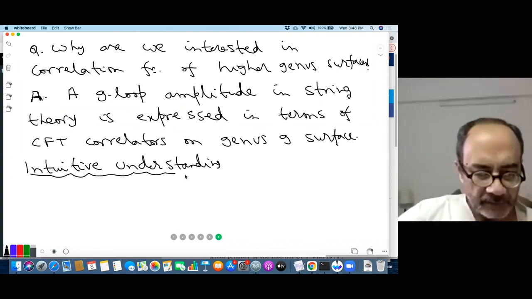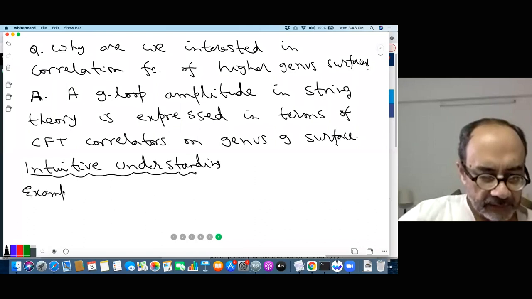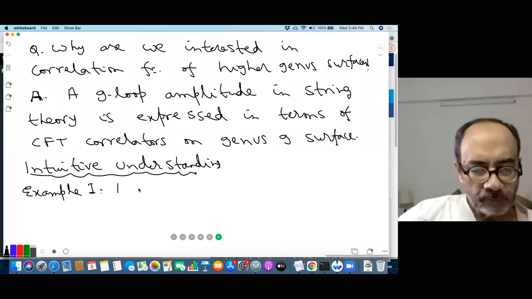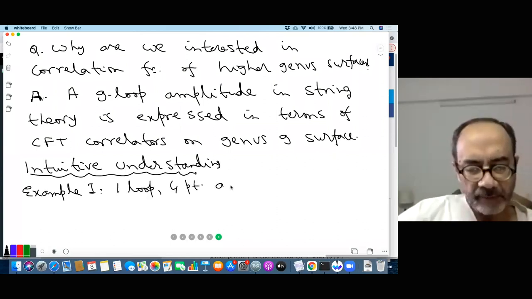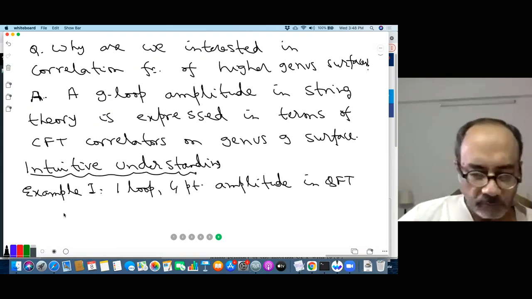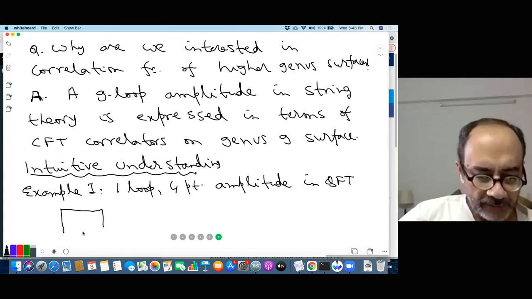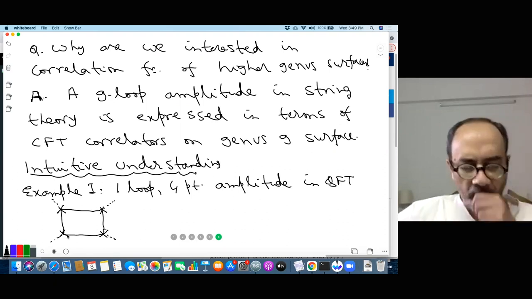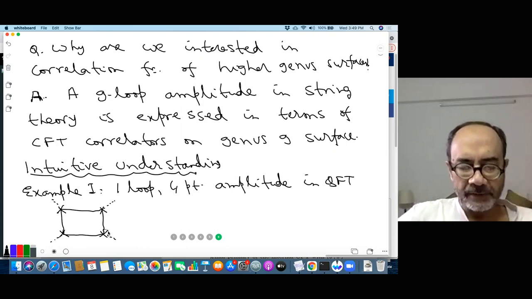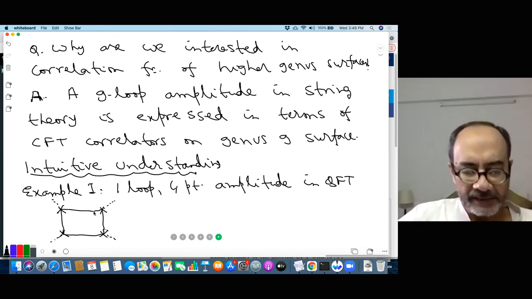This will be based on some examples. Example one: take a one-loop four-point amplitude in QFT. What kind of Feynman diagram? Let's draw a Feynman diagram. The Feynman diagram is of this kind. This is one particular example. Now I'll explain the crosses. What I'm computing here is what we call an amputated Feynman diagram, an amputated amplitude, where I have removed the external legs, because that's what enters the expression for the S matrix. So I remove the external legs, and where the external leg first connects to the Feynman diagram, I just represent it by a cross.